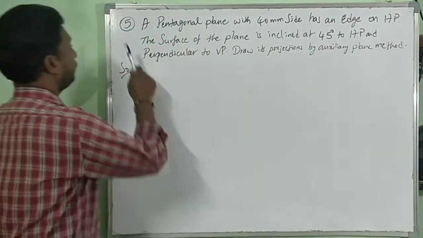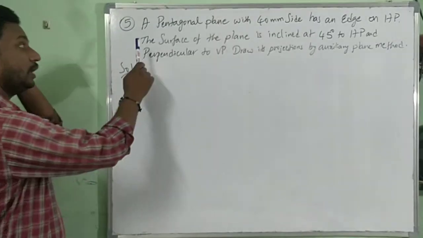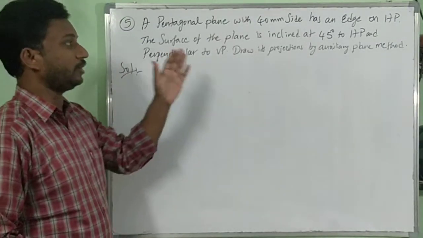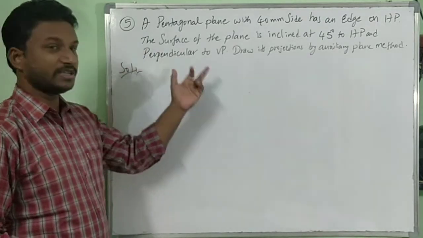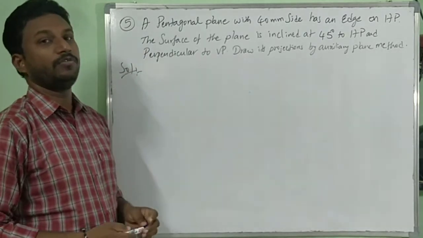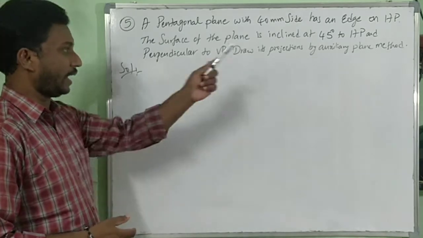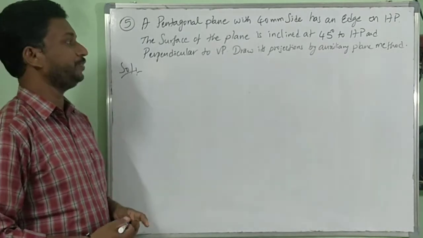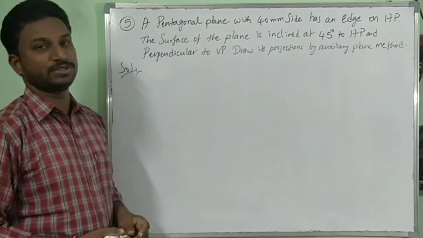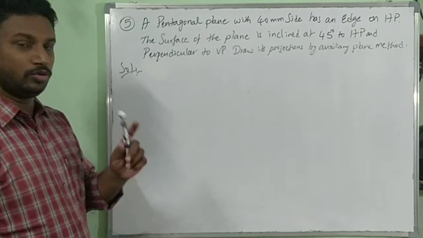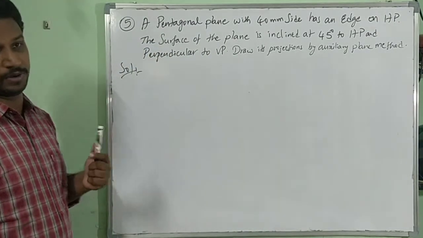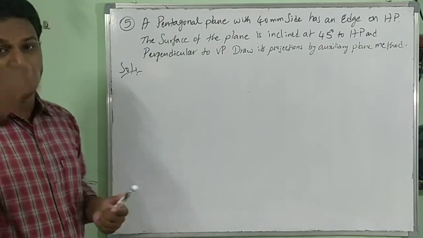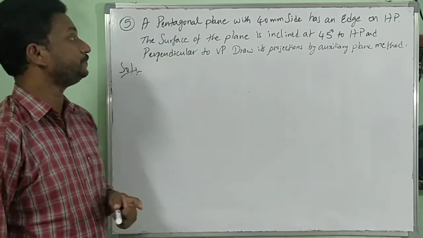Problem number 5. Look at the question. A pentagonal plane with 40 mm side has an edge on HP. The surface of the plane is inclined at 45 degrees to HP and perpendicular to VP. Draw its projections by auxiliary plane method. Now this auxiliary plane method mention is important for us. Then only we are supposed to solve by auxiliary plane method.